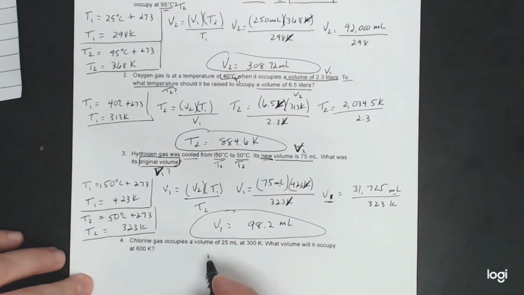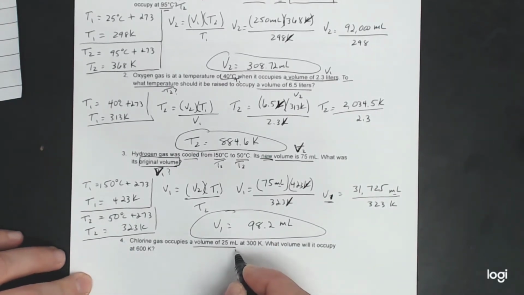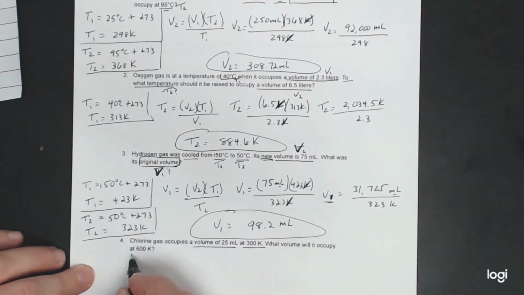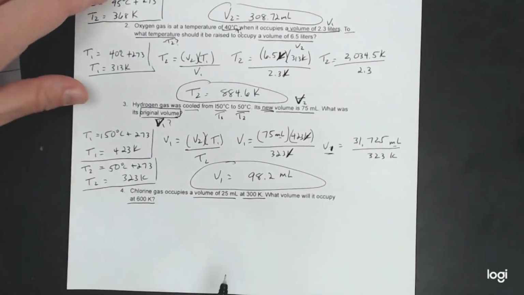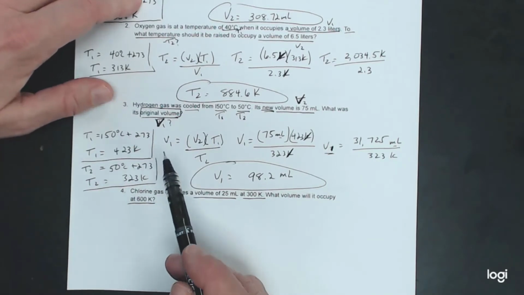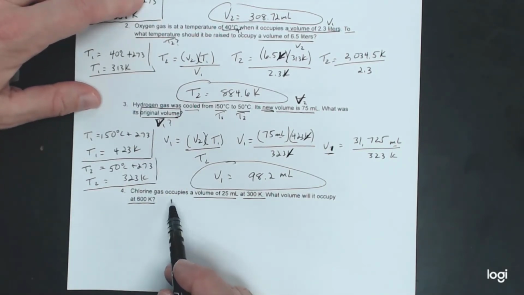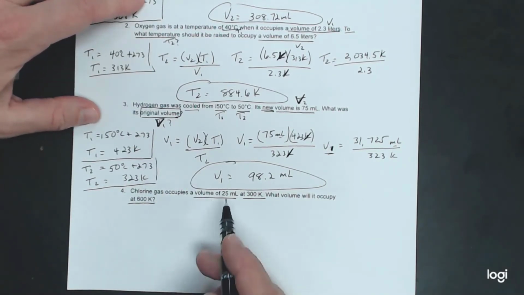Chlorine gas occupies a volume of 25 milliliters at 300K. What volume will it occupy at 600K? The first thing I notice is that my temperature units are already in K, so this time I don't have to go through and do this process right here, which is nice. It says chlorine gas occupies a volume of 25 milliliters.